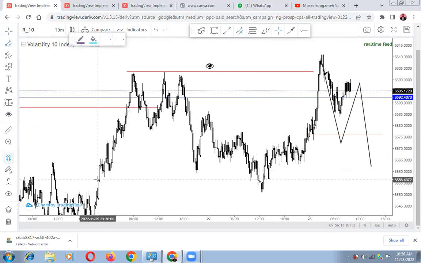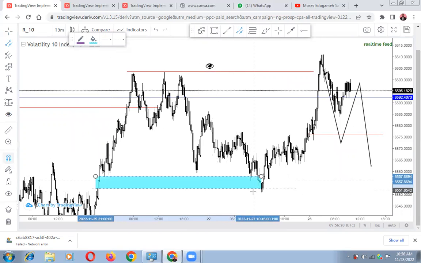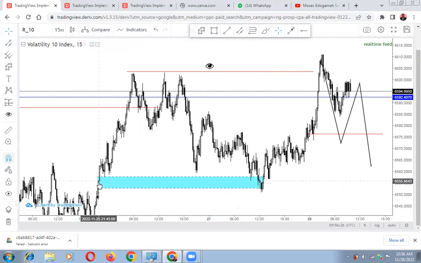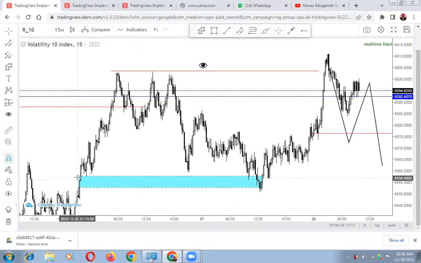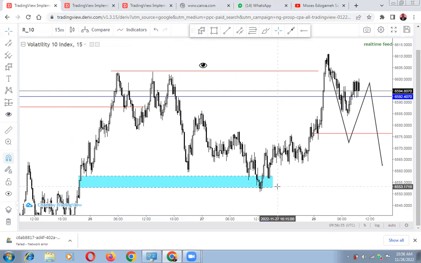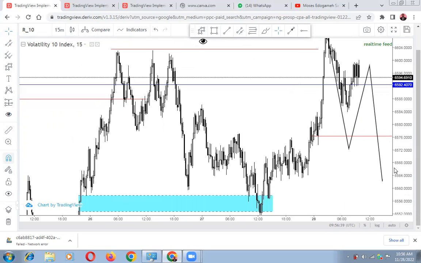There was an imbalance here that price came to fill. If you check here, this was the imbalance. Price came into the imbalance and then gave us the entry. Though I wasn't on chart, if I was on chart, I would have been able to play this. This was just so clean.